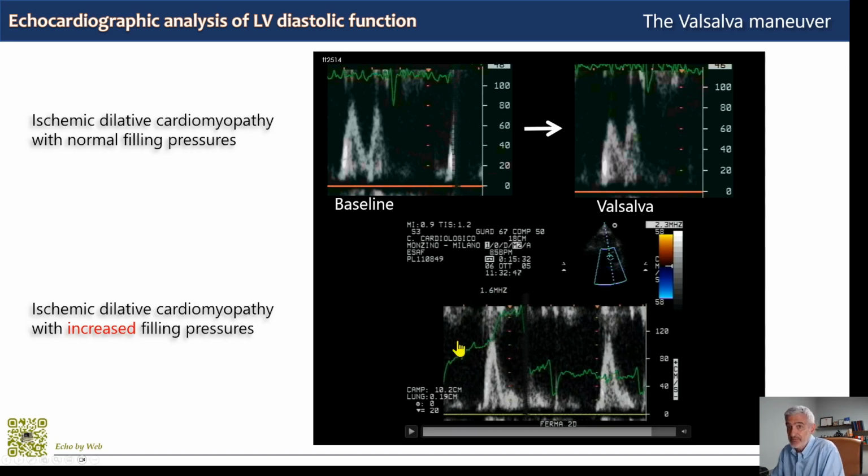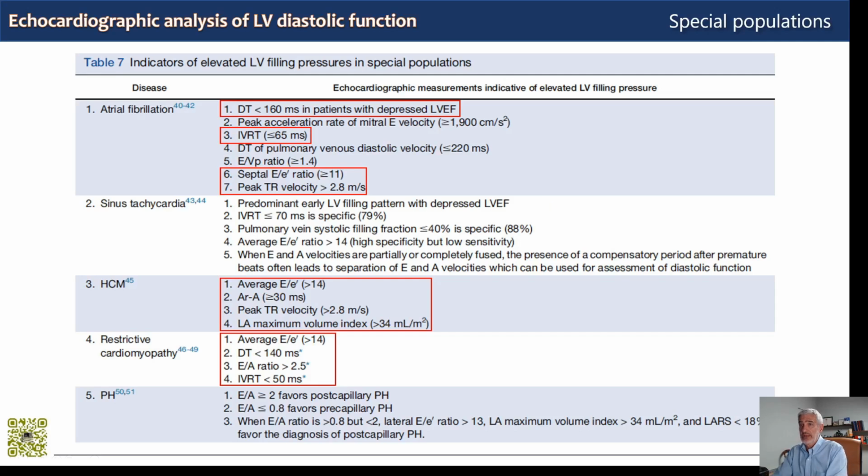This confirms that the patient down here had indeed high filling pressures with a grade 3 diastolic dysfunction class. And finally, we have specific patient populations which are mentioned in the recommendations, both the 2016 and the 2025. These special populations are patients with atrial fibrillation, which are quite common, sinus tachycardia, well, we just saw how to deal with that, hypertrophic cardiomyopathy, restrictive cardiomyopathy, pulmonary hypertension. In these patients, the algorithm may be quite inaccurate because there are specific problems.